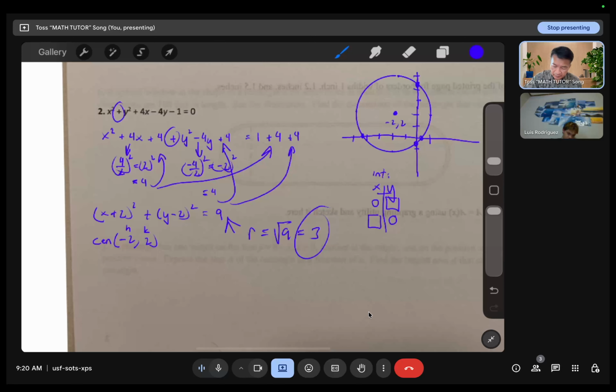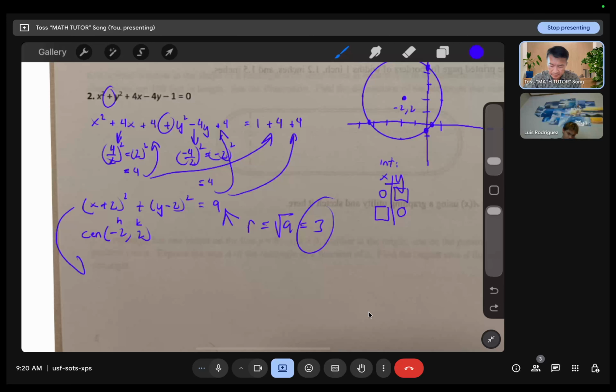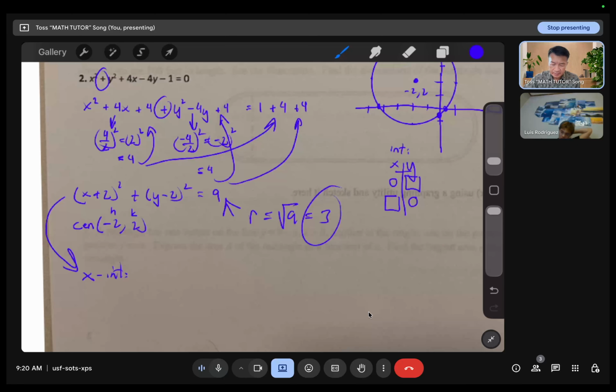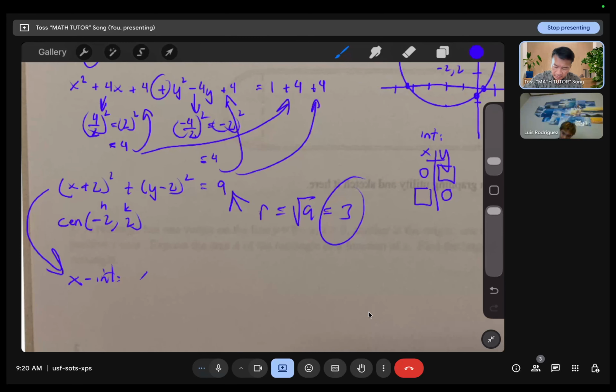All right, let's do it. I recommend you do it from here. You want to use the h-k form, the standard form. Are you ready? So let's do the x-intercept. Wait, it doesn't matter. It's the same amount of work. Which one do you want to do first? X-intercept? Does not matter to me. Okay, x-intercept, you're going to set y equal to 0. So let's substitute y equal to 0.